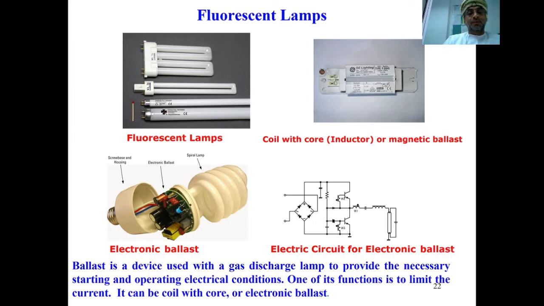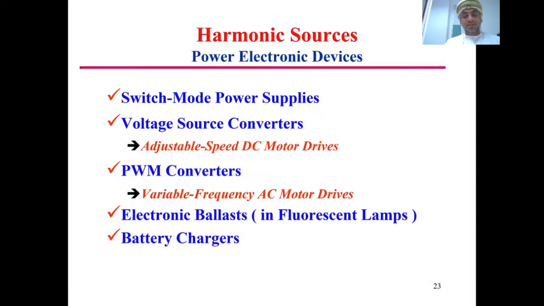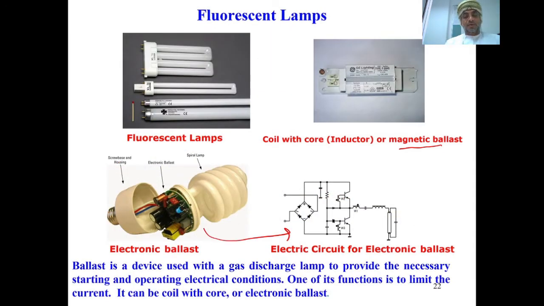This is how the fluorescent lamp looks like, and the ballast can be either a magnetic ballast, which looks like that, or an electronic ballast that looks like that, and that will have this circuit over here. Of course, the ballast is a device used with a gas discharge lamp to provide the necessary starting and operating electrical conditions. But anyhow, because they are using those kinds of lamps, that will also create a third harmonic.